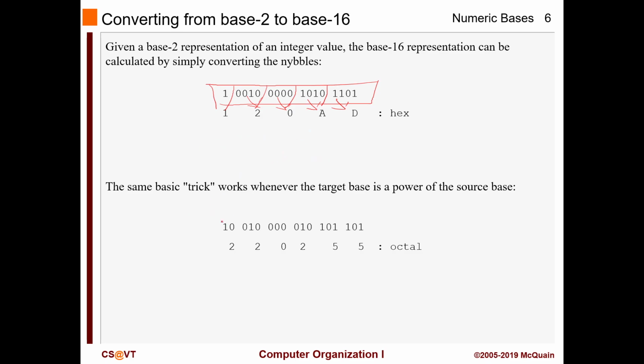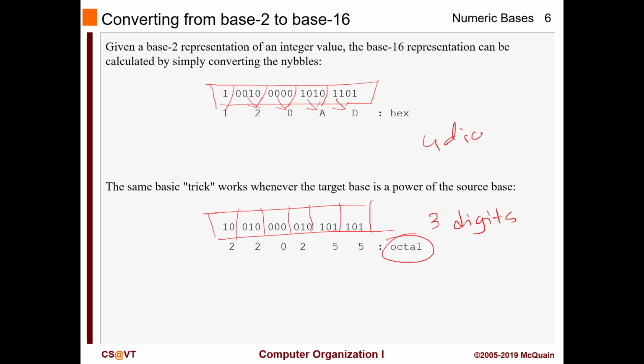You can also do the same with octal as well, but in this case you divide them into groups of 3 digits and then you convert them. Why do you think over here we are using groups of 4, but over here we are using groups of 3? Try to figure that out. It's pretty easy, honestly.